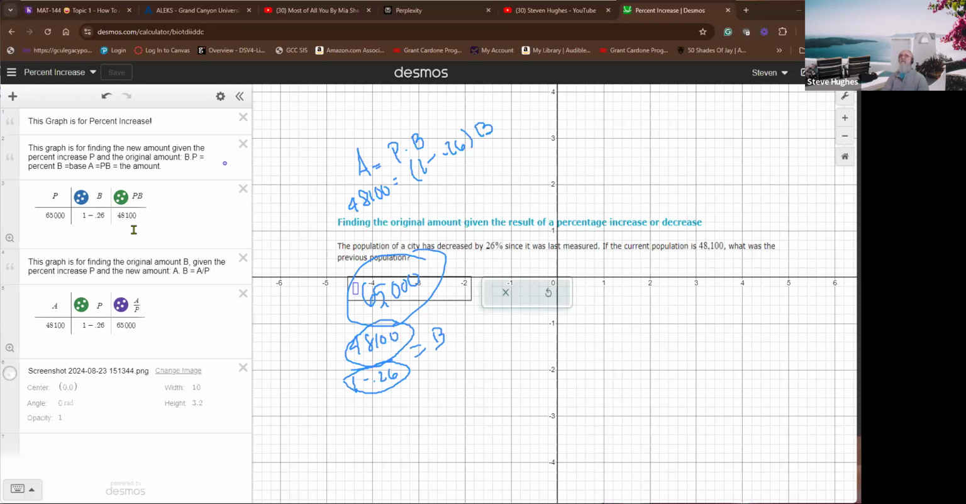So that being said, everybody, we have successfully answered this question. And we now know that with a population having a 26% decrease and ending at 48,100, the population was 65,000. And we are done. Short, sweet, can't have too much fun.